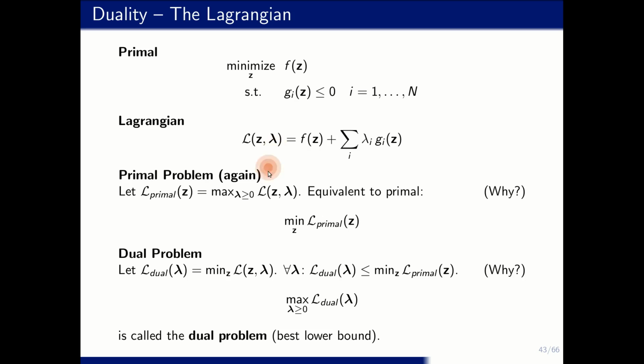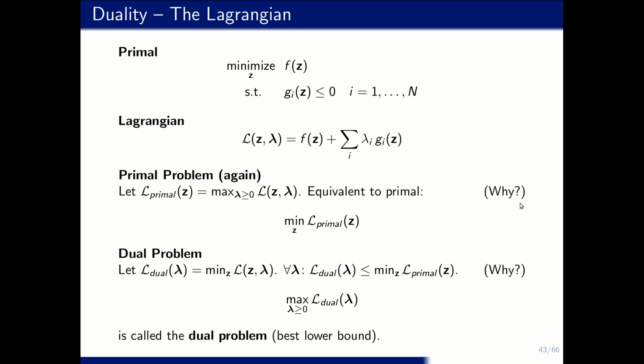So we take our Lagrangian and let's now first maximize over lambda. So we are actually maximizing out lambda, and so this will yield a function which will now only depend on z. Let's give this function a name, let's call it L primal. Now I claim if I minimize this new function L primal over z, then this is perfectly equivalent to this original problem. And can you see why?